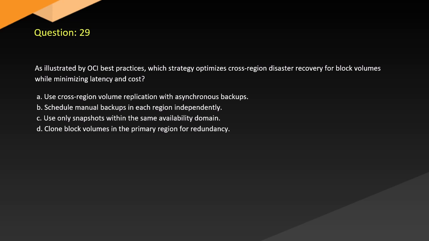Question 29. As illustrated by OCI best practices, which strategy optimizes cross-region disaster recovery for block volumes while minimizing latency and cost? A. Use cross-region volume replication with asynchronous backups. B. Schedule manual backups in each region independently. C. Use only snapshots within the same availability domain. D. Clone block volumes in the primary region for redundancy.